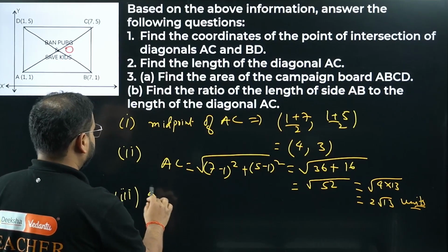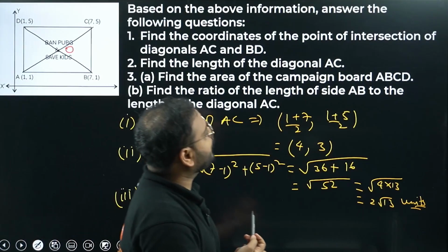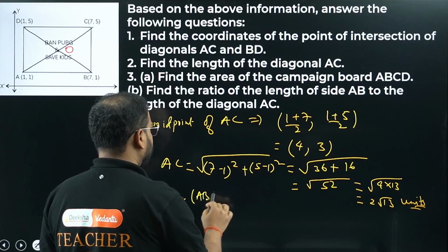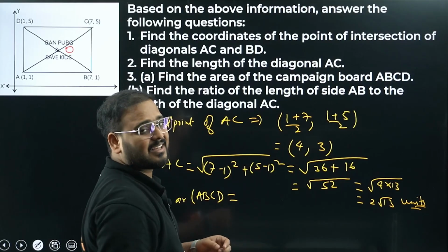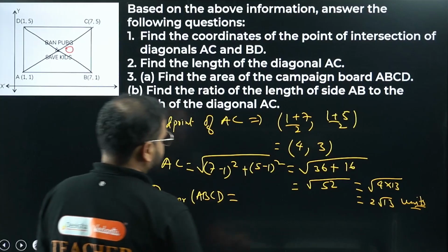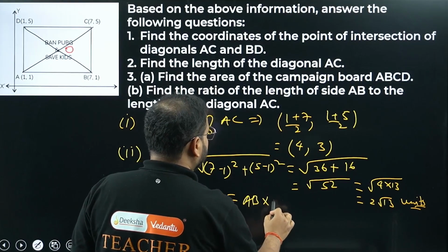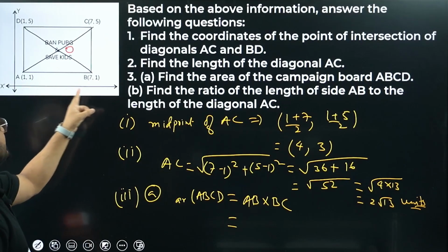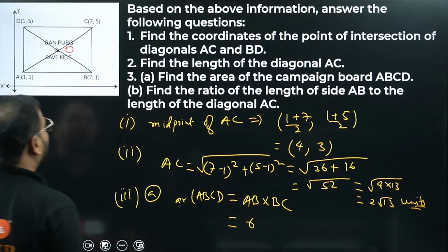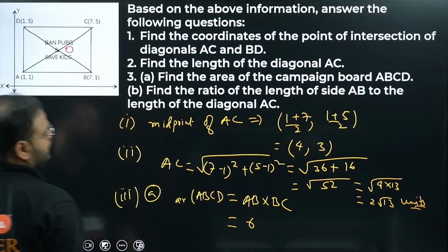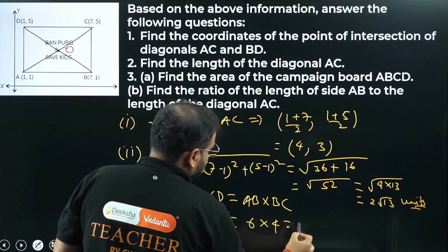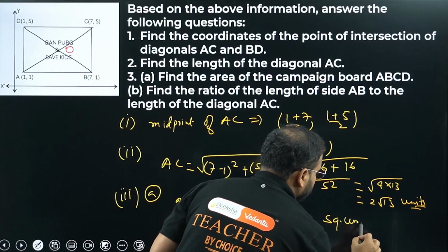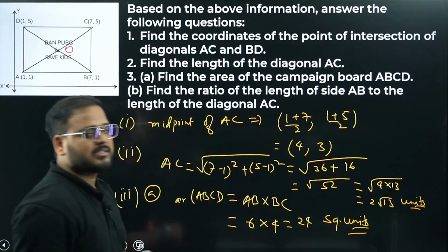Again for part A. Find the area of the campaign board ABCD. Area of ABCD is what? It is a rectangle, so the length AB into the side BC. What is AB? 7 minus 1 is 6, so only 6 units. And what is the height? Please check. 5 minus 1, so 4 units. So the area is 24 square units.